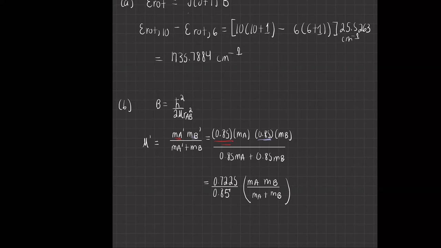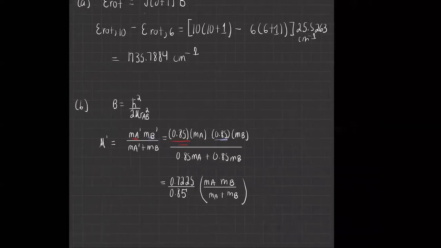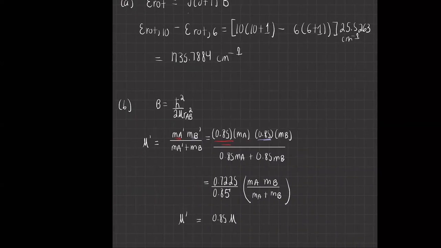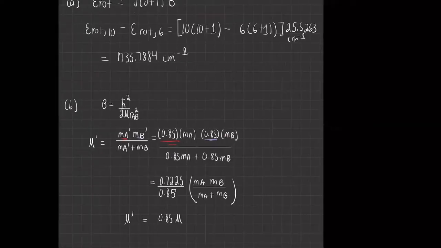And if you solve the outside, you'd get this equal to 0.85. And this is just the old reduced mass. So this is just going to be 0.85 of that reduced mass. And that's what the new reduced mass is going to be. And next, what you would do is you would solve for RA.